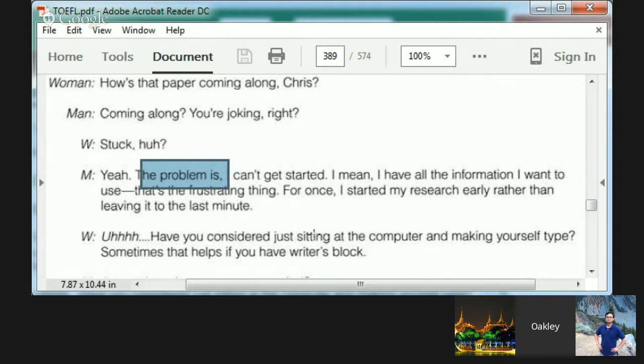One thing, you need to listen for these conversation markers, these signal phrases. When you hear them, by the way, this will be equally important on the listening test, or even more important. You listen for these kinds of statements. "The problem is, I can't get started." Okay, so that's the problem. He can't start writing his paper.